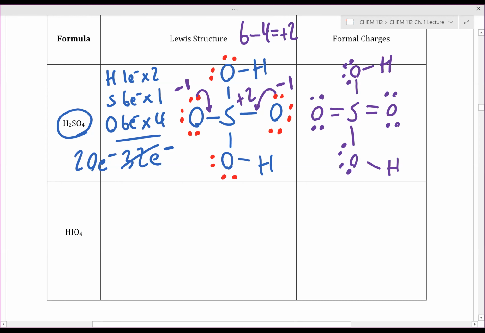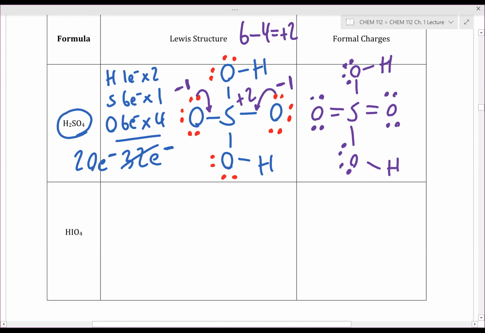Any questions? Everything going okay? In general, we prefer to place hydrogen on oxygen, the more electronegative atom. Any questions? Okay. Yep, that's good. Perfect.